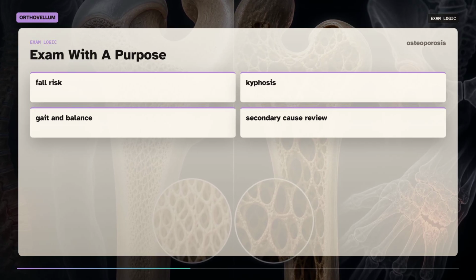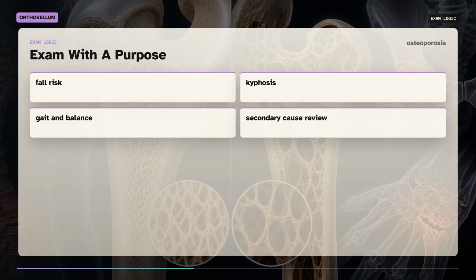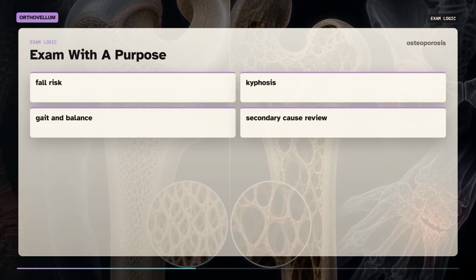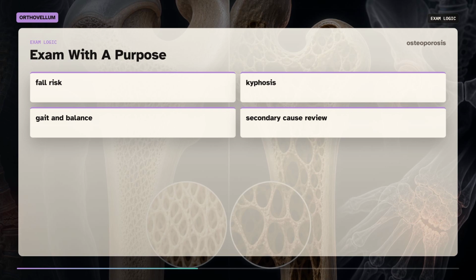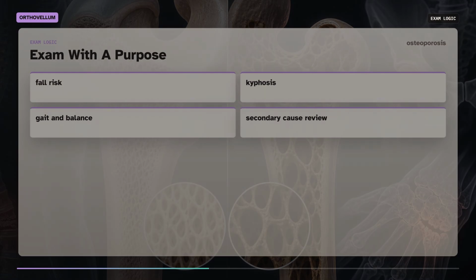For patients, the important idea is that touching one sore spot is not the same as understanding the whole problem. For residents, every test should answer a question that changes management. If a test is painful but does not change your plan, it is theater, not medicine. Good examination is selective and kind.